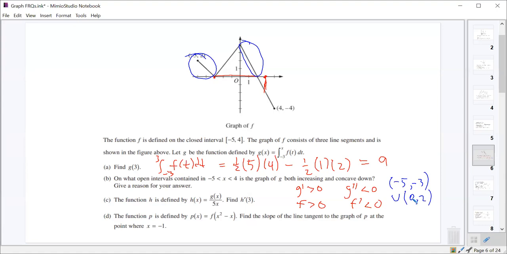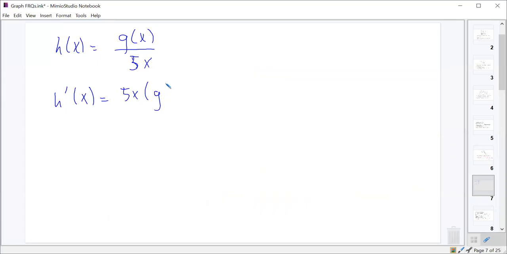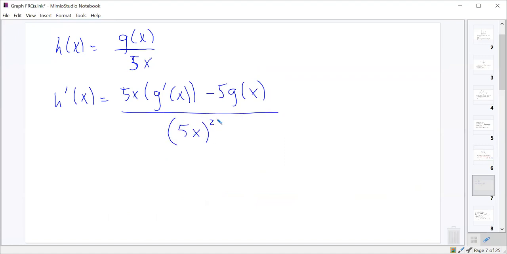Part C, the function h is g of x over 5x. Find h prime of 3. So first off, let's find h prime of x. So h of x was g of x over 5x? Yeah. So h prime of x ought to be 5x times the derivative of g minus g times the derivative of 5x all over 5x squared. And we want h prime of 3, is that right?